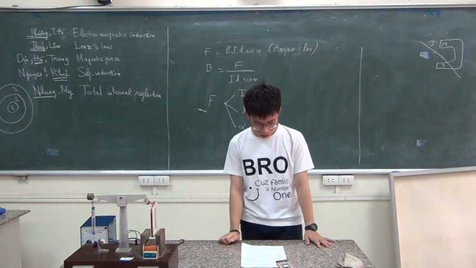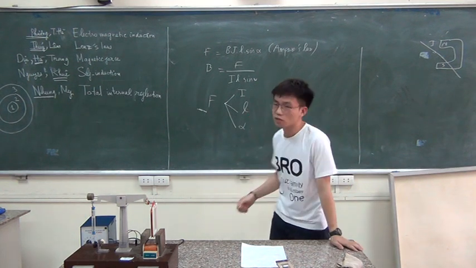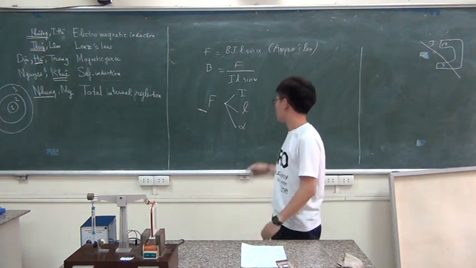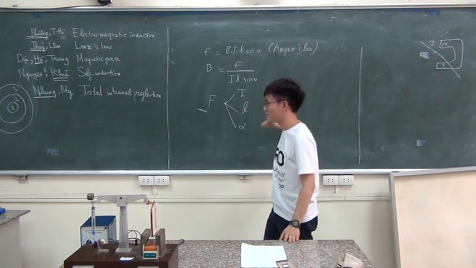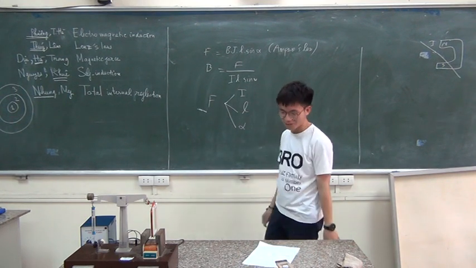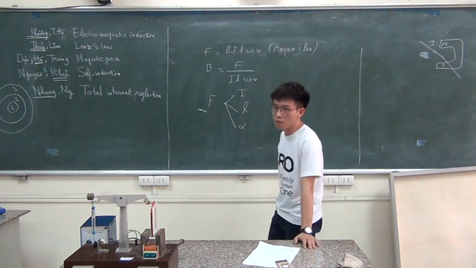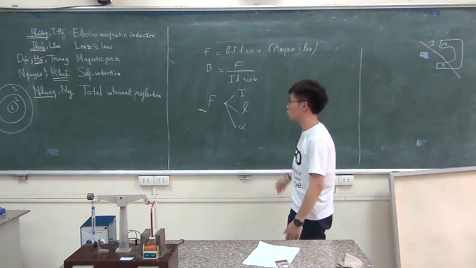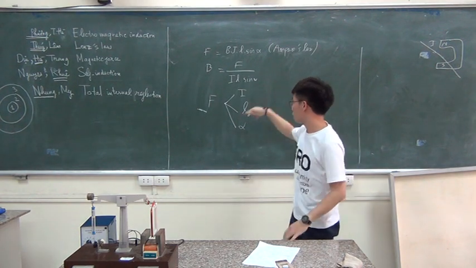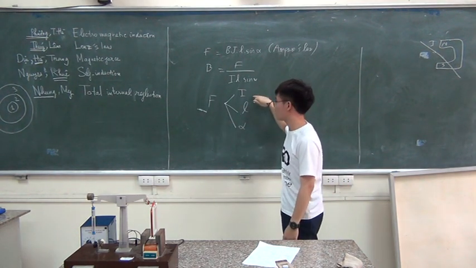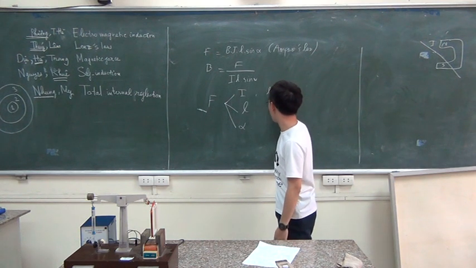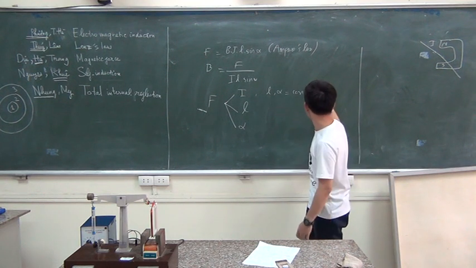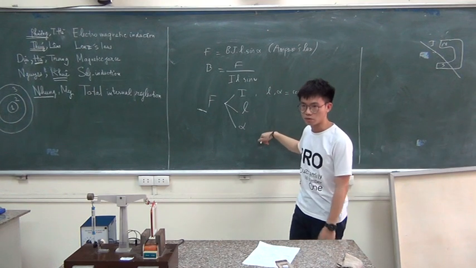And we will solve this problem by an experimental approach. Students have to experiment to find the relationship between F and I, F and L, and F and alpha. To find the relationship between F and a factor, such as I, we have to keep L and alpha constant, and respectively with L and alpha.